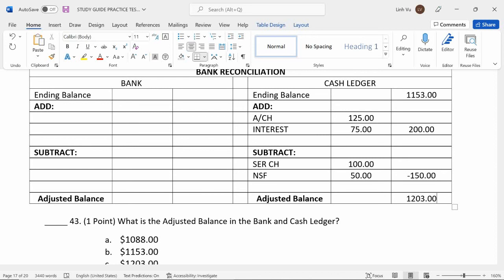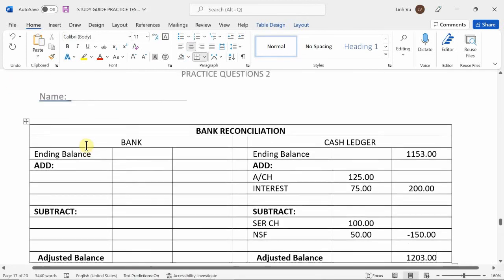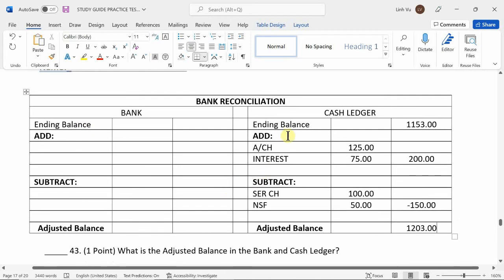So again, I like to just go straight all the way down. You'll get the same exact answer as if you took the difference between your adding and your subtracting and then added it to your ending balance. It's simple math, right? Adding and subtracting will get you the same answer no matter how you look at it. So that's one side. That means we're not done yet. We have to make sure that the bank side matches as well.